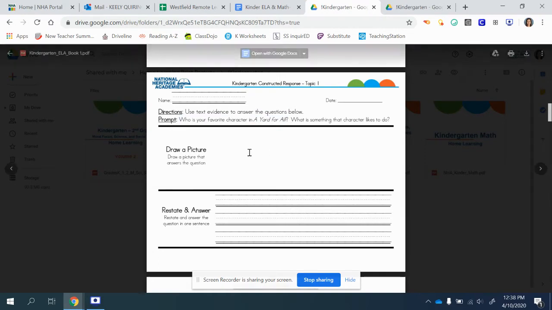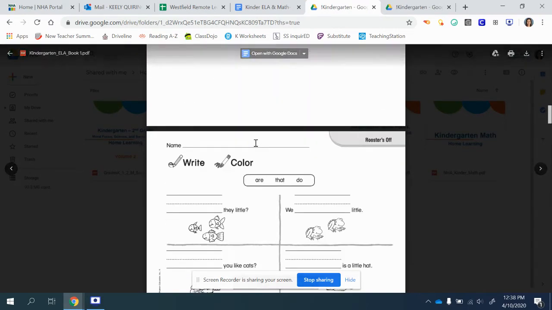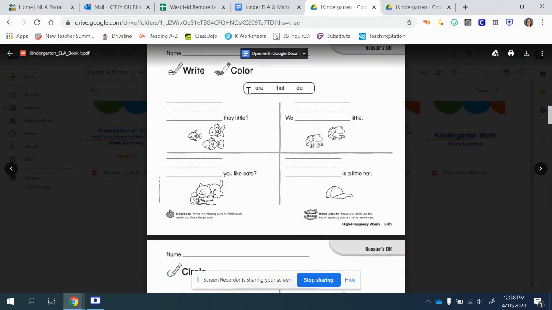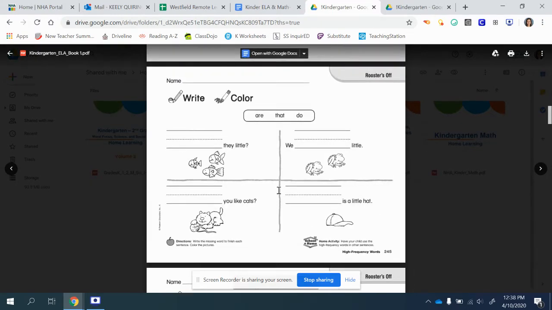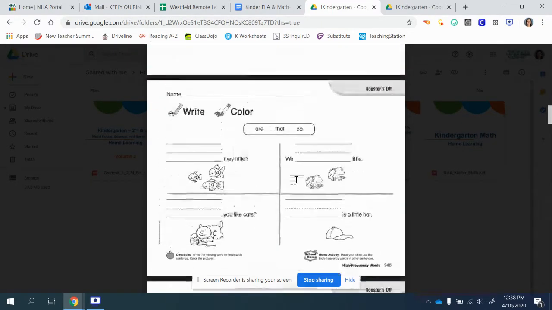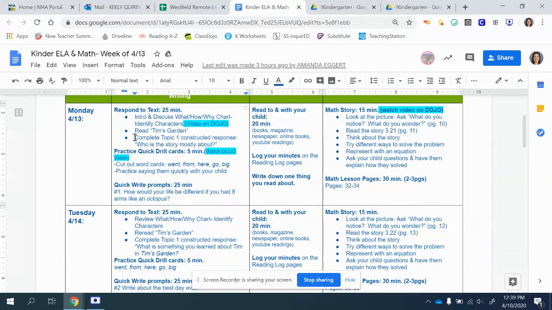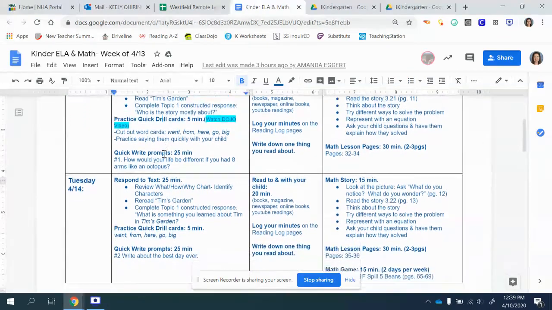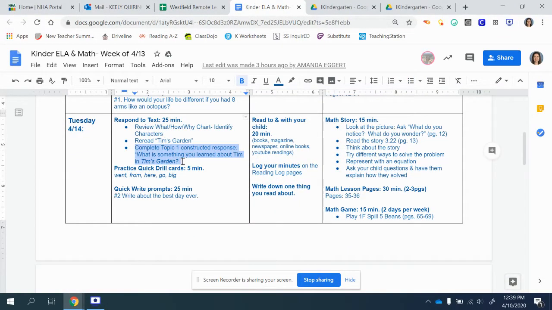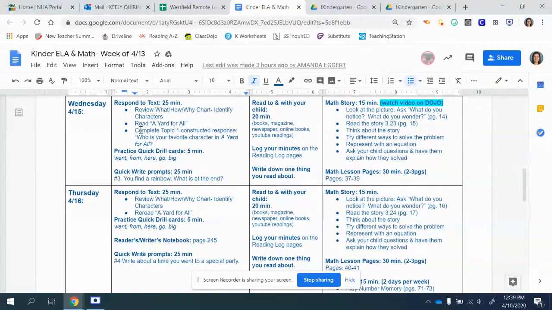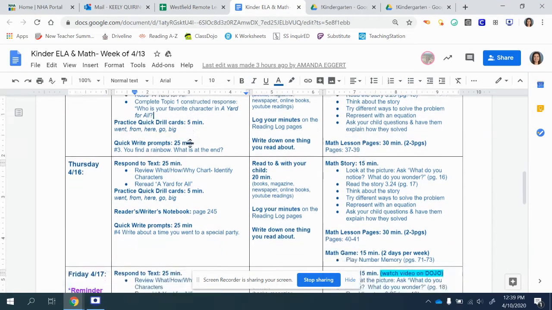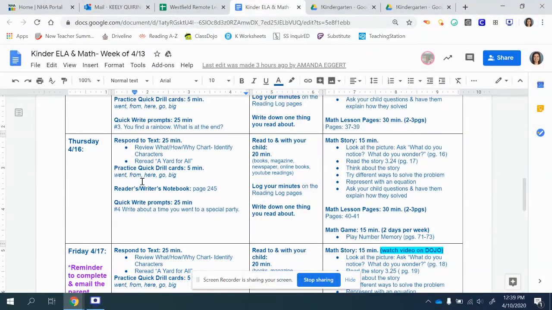So this is Wednesday's page. And then look down here. There's 2 more pages, write in color and circling. If I look back here though, for Monday, all I have to do is complete topic 1. That's it. There's nothing else for me to do on Monday. Tuesday, complete topic 1. Again, there's nothing else for me to do here. Let's check Wednesday. I'm completing topic 1. Nothing there.